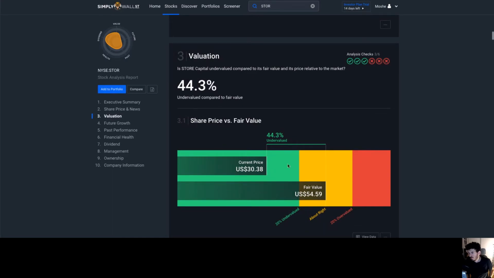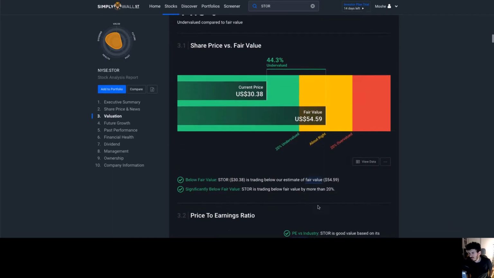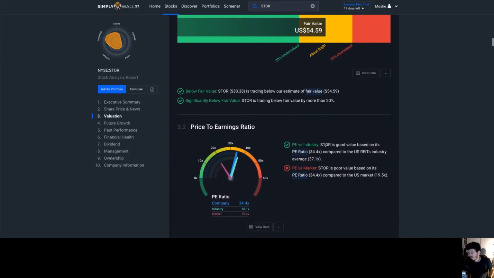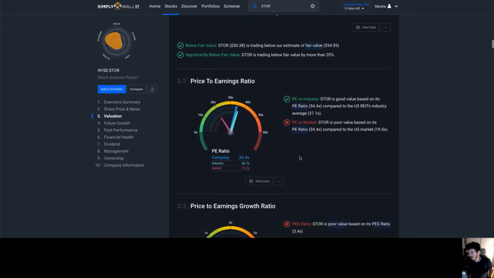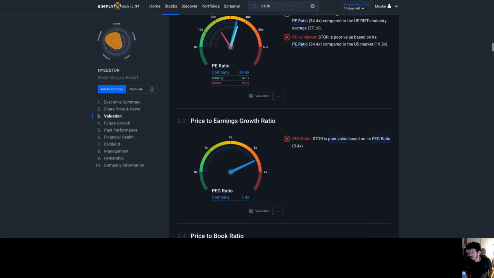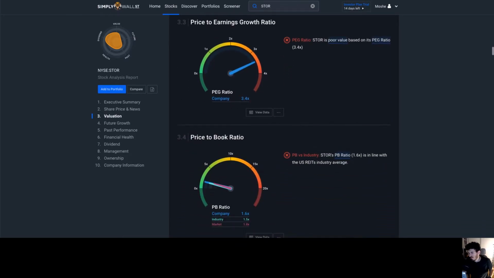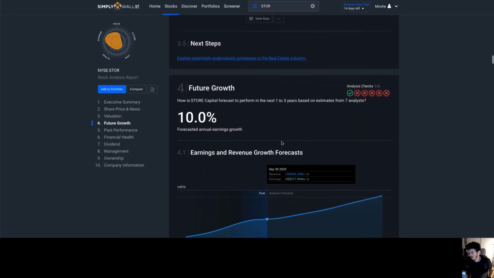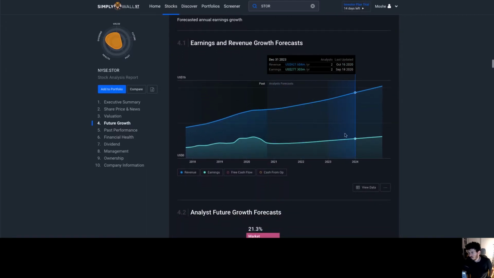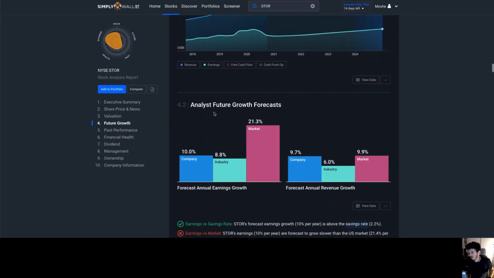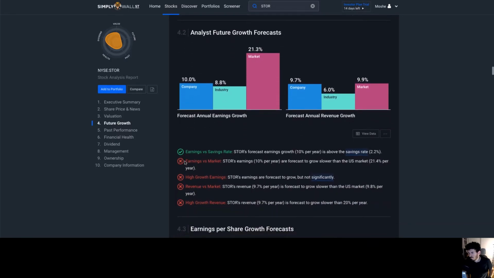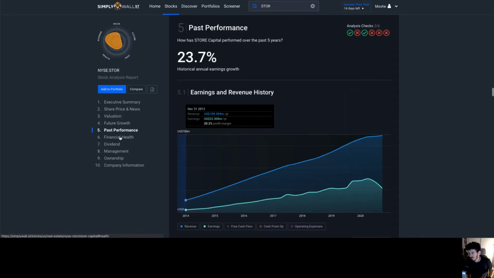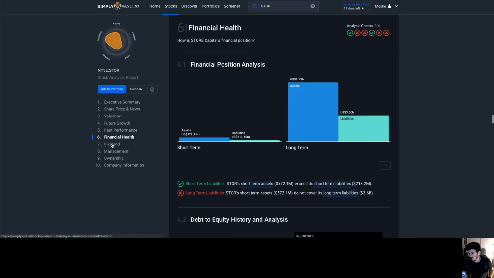valuation. Current price and what they appear to see as a fair price. And we have here the PE versus the industry and PE versus the market. Price to earnings growth ratio, price to book, future growth, analyst future growth forecasts. Can jump here now to past performance, financial health, the dividends.